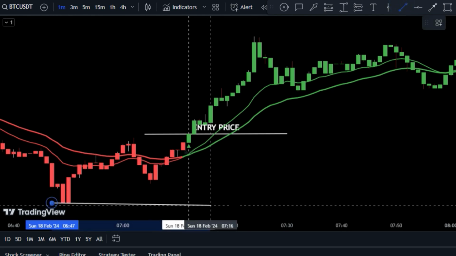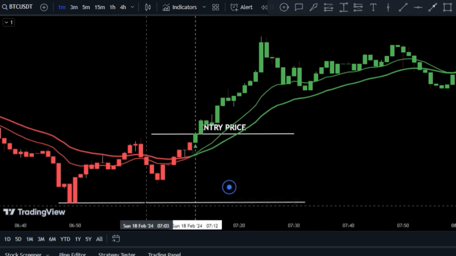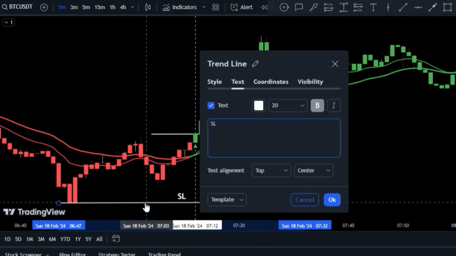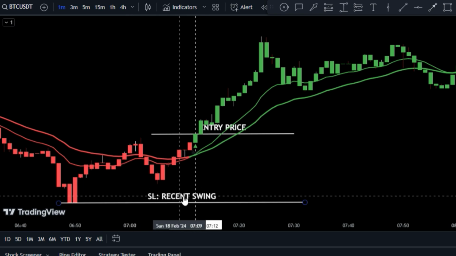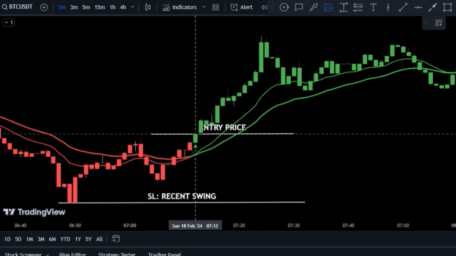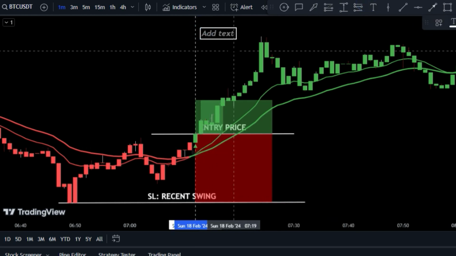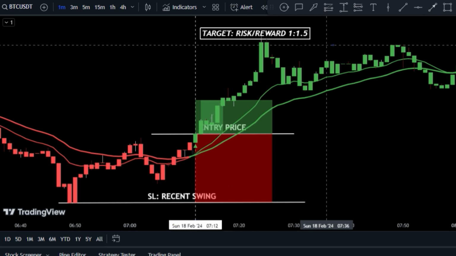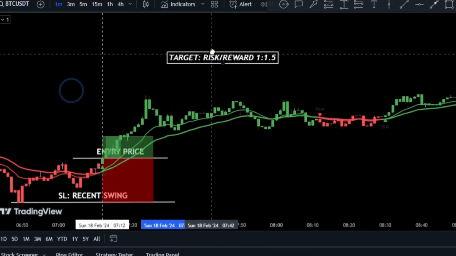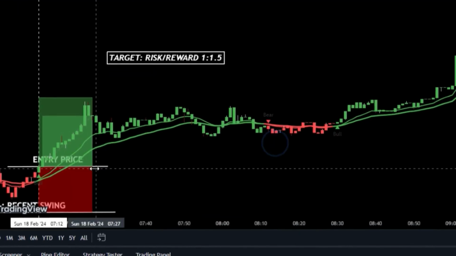And to manage risk, place your stop loss at the recent swing low. Additionally, set your trade target 1.5 times greater than the risk of the trade to maximize potential profits while minimizing potential losses.